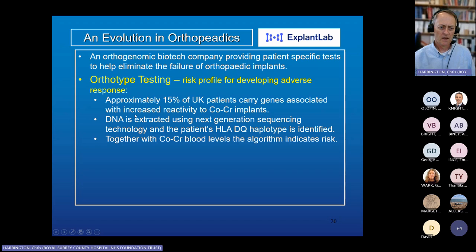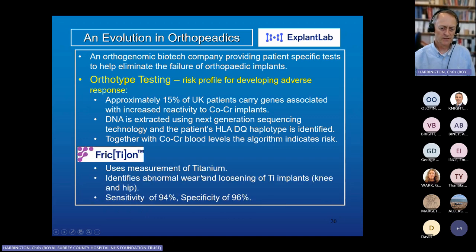This was stuff that they did with the University of Newcastle. They're looking at next generation sequencing to identify patients who've got this particular type of inflammation marker. And using that together with our results, they can use this orthotype algorithm to give them some sort of risk. So they can provide a risk profile to the patients prior to giving them the implant. That's the idea. And then they've also come up with this other test using titanium, using the measurement of titanium that we had to look at implants. And this has got a sensitivity and specificity indicated here. And again, this could identify abnormal wear.